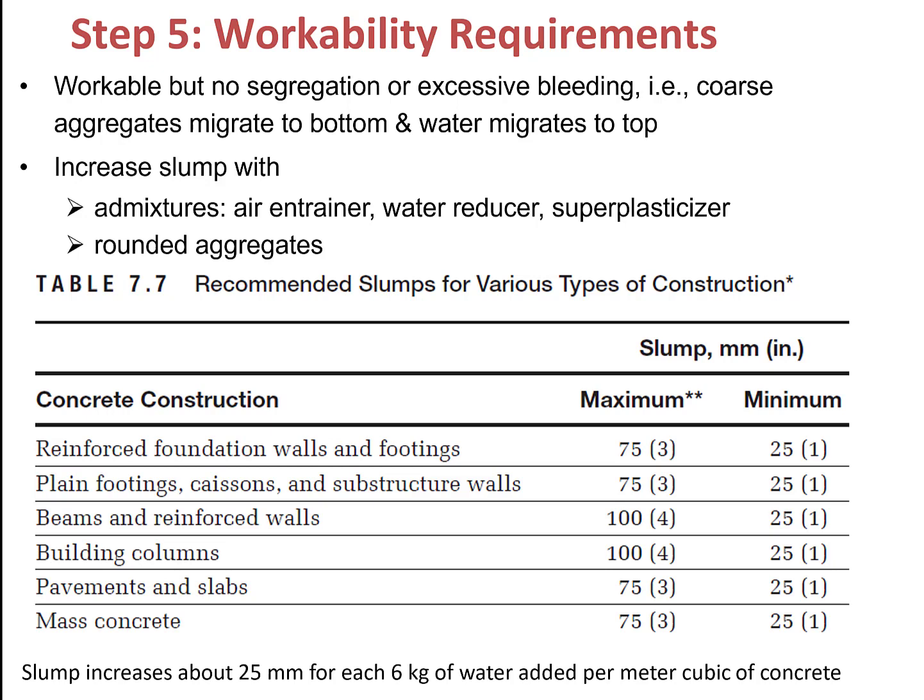In general, slump increases about 25 millimeter for each 6 kilogram of water added per meter cubic of concrete. So the value of slump is directly related to the amount of water you used in the mix design.